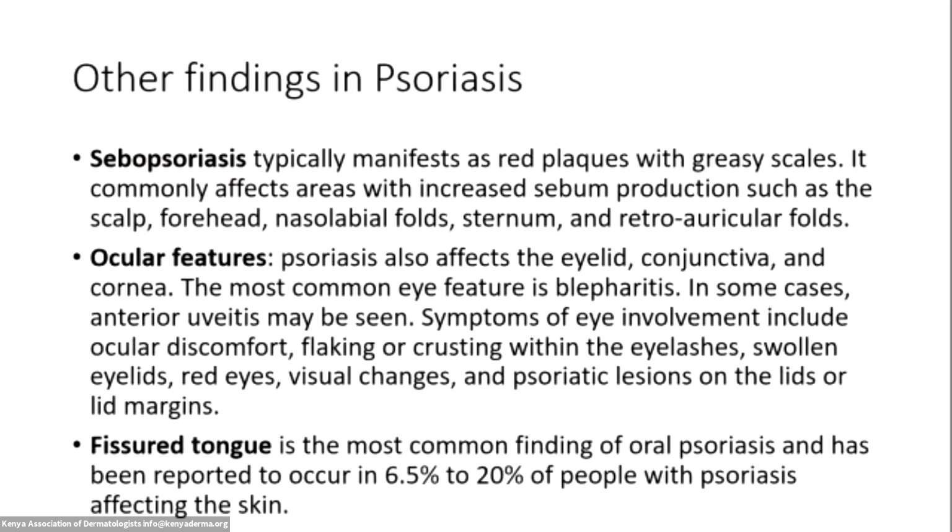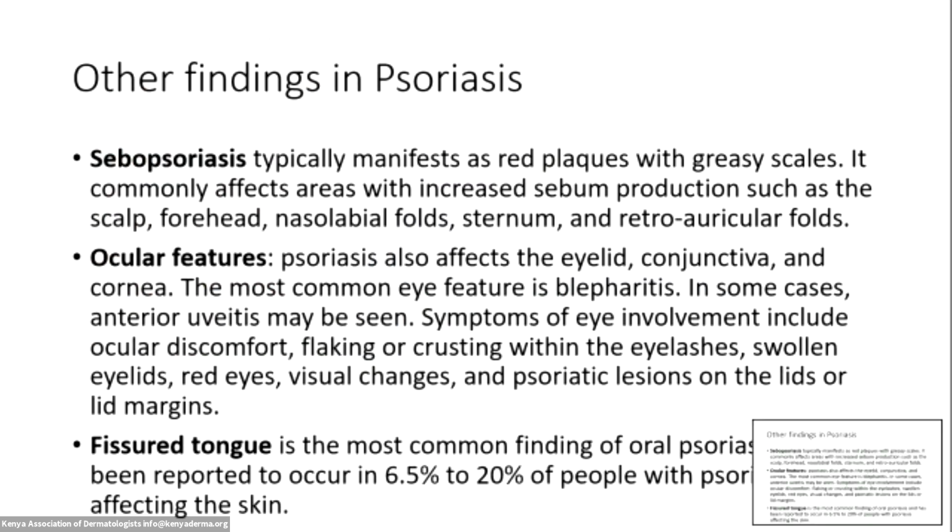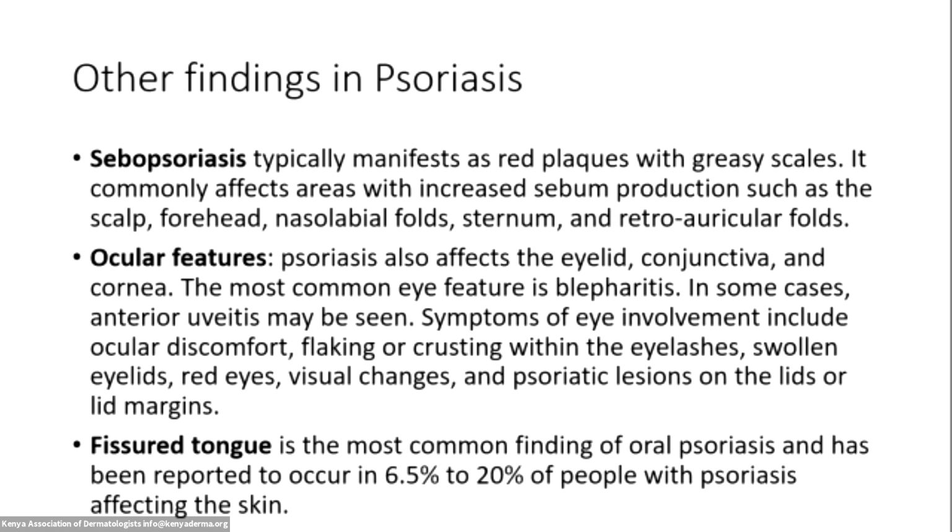Other findings in psoriasis, just to mention, you can have sebopsoriasis, which manifests as red plaques with greasy scales. You can also have ocular features occurring in psoriasis that affects the eyelid, the conjunctiva, and the cornea. The most common presentation tends to be blepharitis, and uveitis may be seen. So the patient may present with ocular discomfort, flaking, crusting, swollen eyelids, and also psoriatic lesions may occur on the lids and the lid margins.